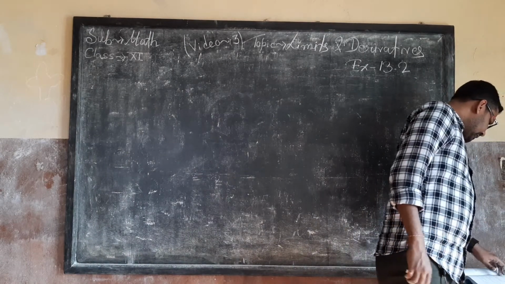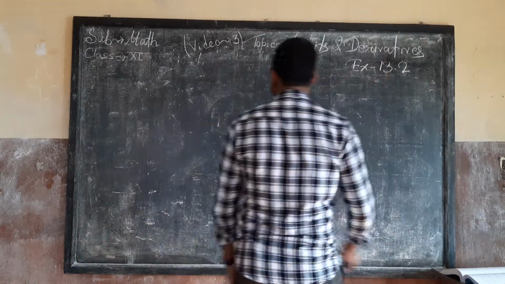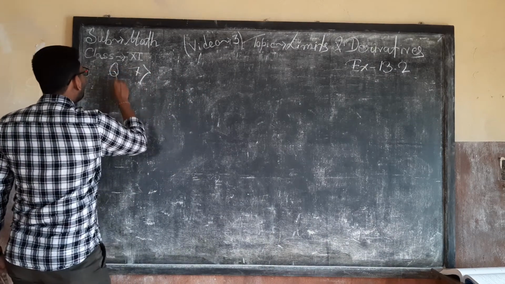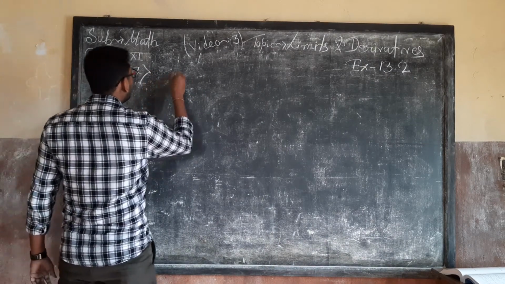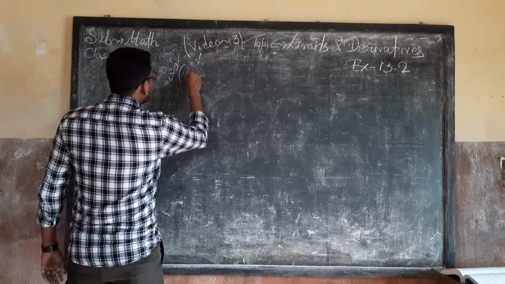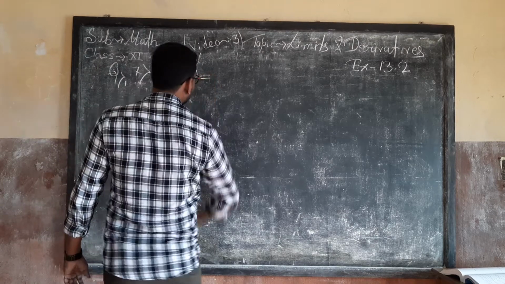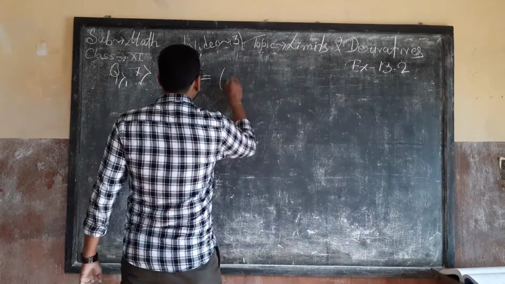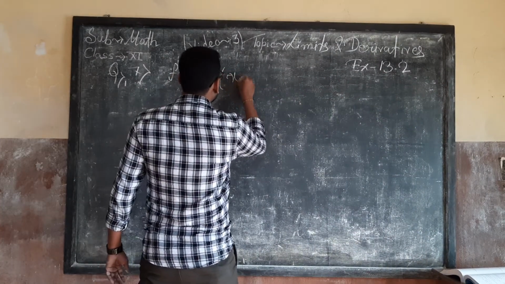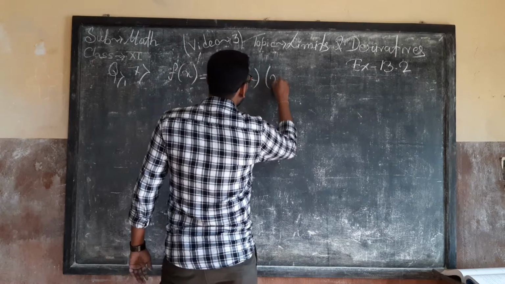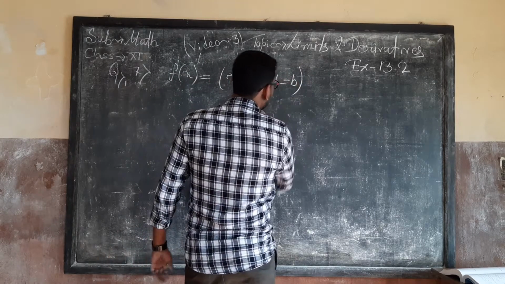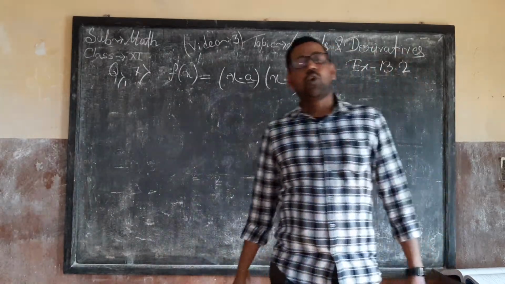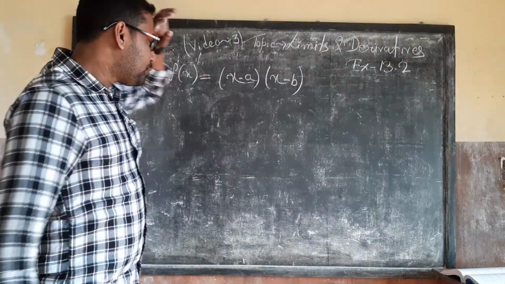Next, question number 7.1. f(x) is equal to (x minus a) into (x minus b), and this time a and b are constants. Okay, so how to solve this problem?